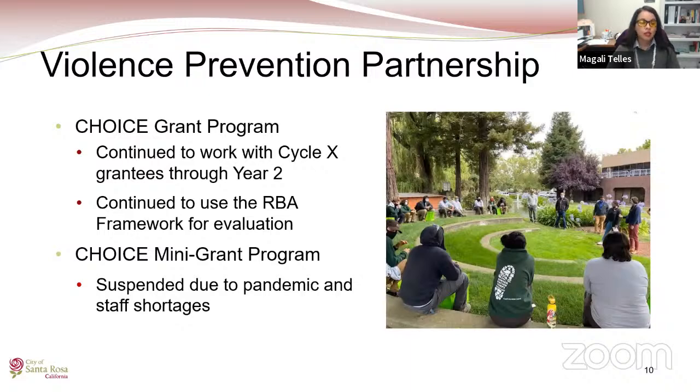So with our Choice Cycle 10 year 2, we continued working with our 10 grantees, implementing programs under the partnership's 4 pillars, which are school readiness, student engagement, truancy prevention, street outreach and mediation, and workforce development. This picture here is of our youth working with Conservation Corps North Bay with their corps members.